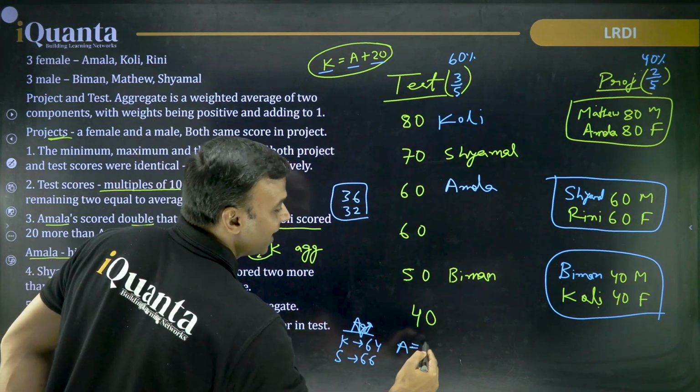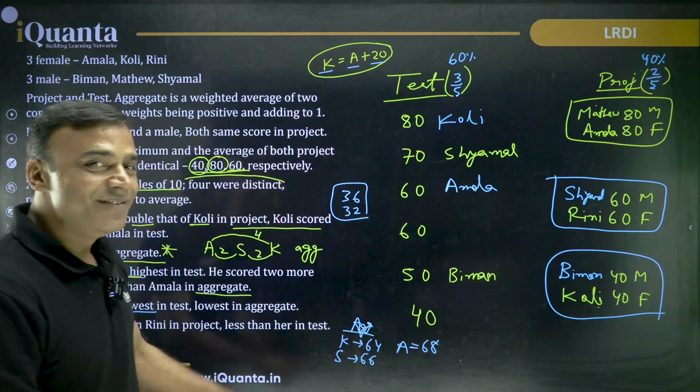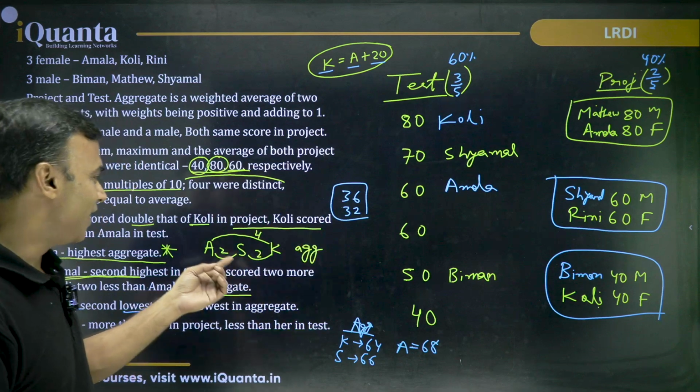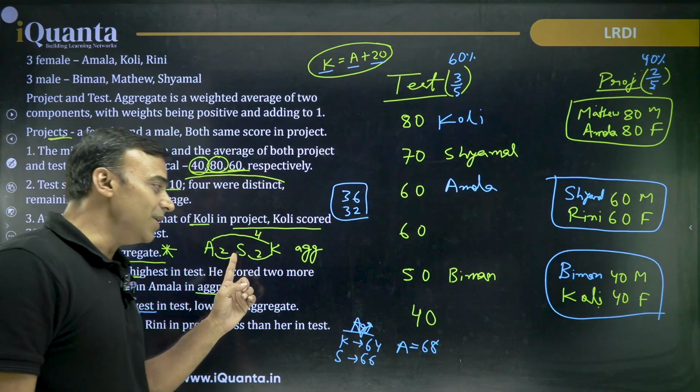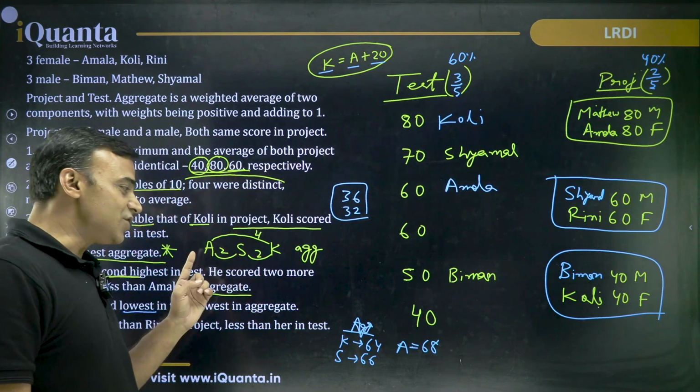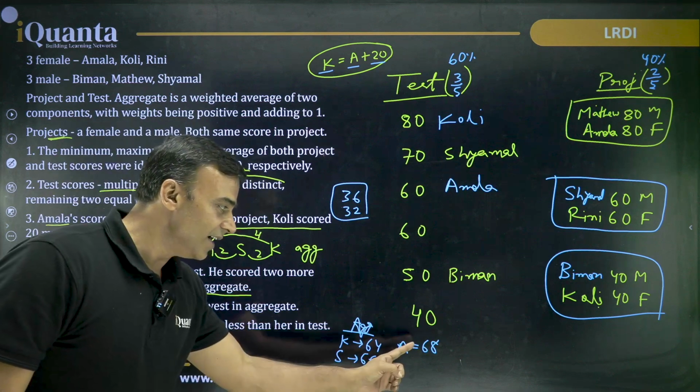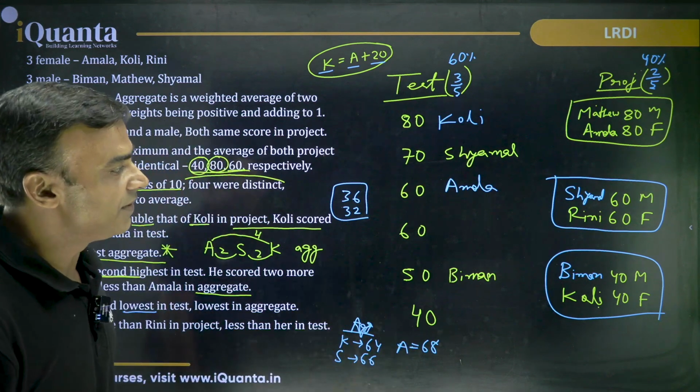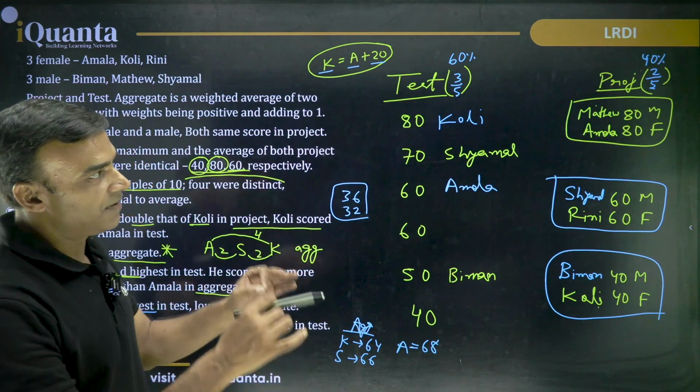Amla is 68. Did we need to do that? I don't think so. Why? Because we already have Shamal's aggregate score. So Amla's score has to be 2 more than that. That is 68. And that also shows that everything that we have done till now is absolutely perfectly fine.